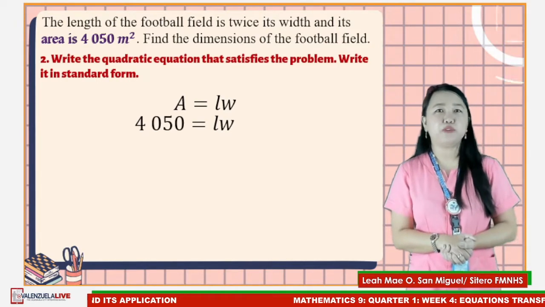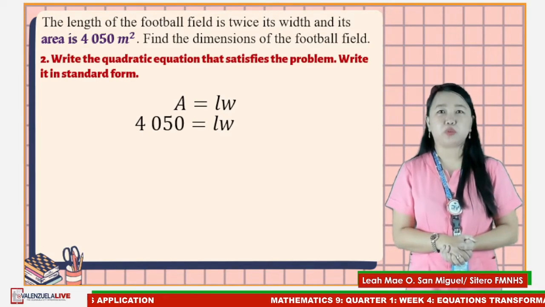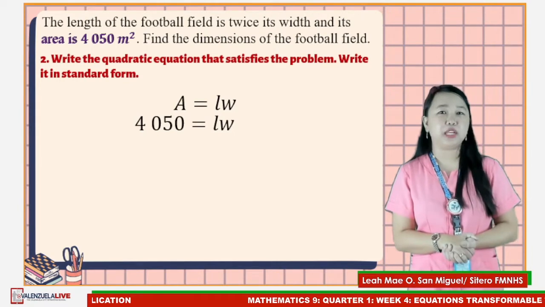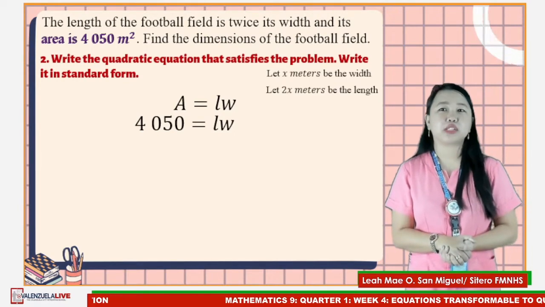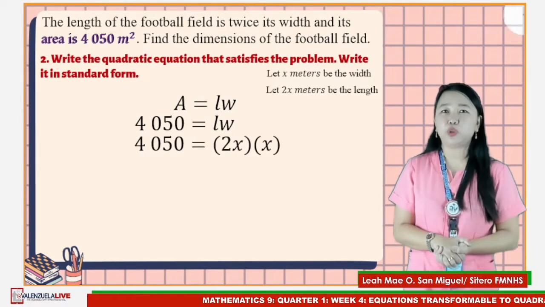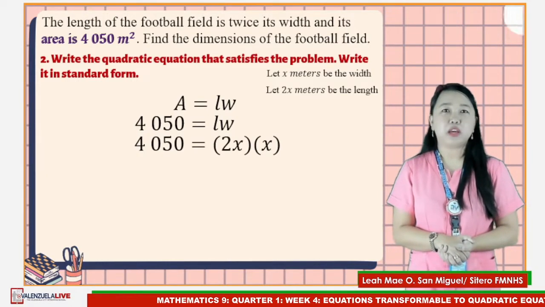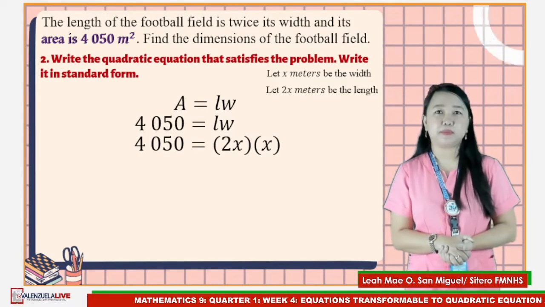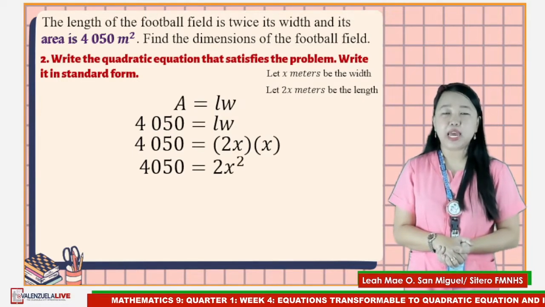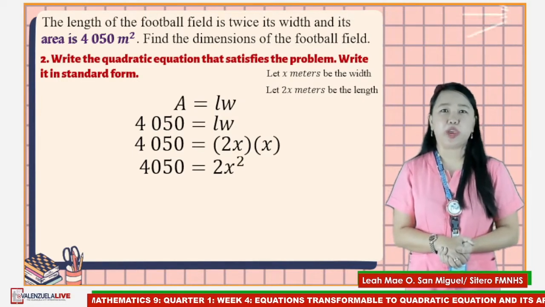So in terms of the width, the equation representing the area of the field is 4,050 is equal to 2x times x. Simplify, the result is 4,050 is equal to 2x squared.